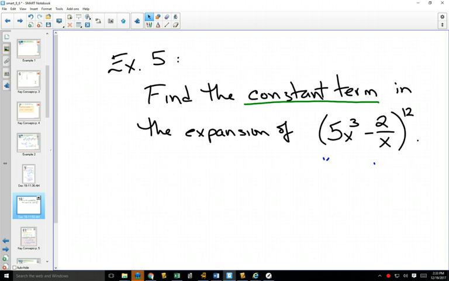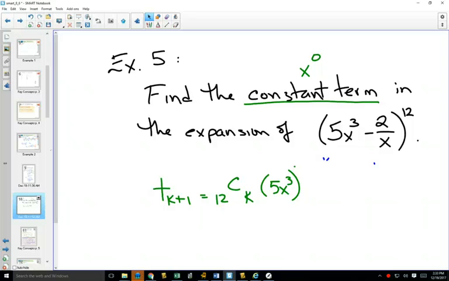Now, a constant term in math, if I gave you x squared plus 5x plus 7, what's the constant term? The 7. How do you know it's the constant term? It's just the number. It has no x's. So having no x's is the same as asking to find the term that has x to the 0. So on this one, if I put my formula in, t sub k plus 1, n is 12, choose k, 5x cubed to the 12 minus k, and negative 2 over x to the k.